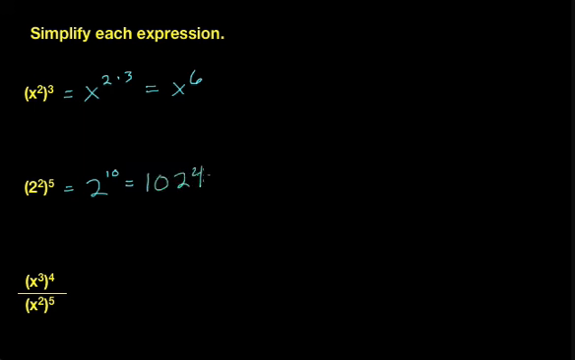And this third one seems a little bit more complicated, but it actually isn't. All you have to do is simplify the numerator, then simplify the denominator, and then simplify the entire fraction. So x to the 3 raised to the 4th power is going to be x to the 3 times 4, which is going to be x to the 12th. And the denominator is going to be x squared raised to the 5th power, which is x to the 2 times 5, which is x to the 10th. And then using our quotient of powers property, we're just going to take the difference. This is x to the 12 minus 10, or x squared.